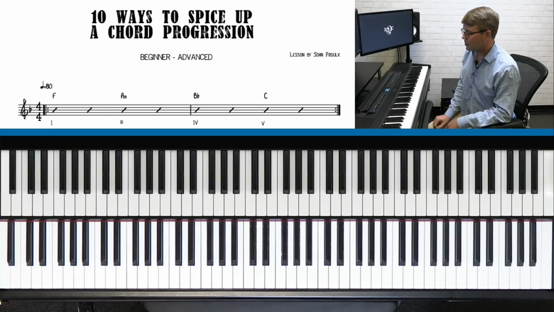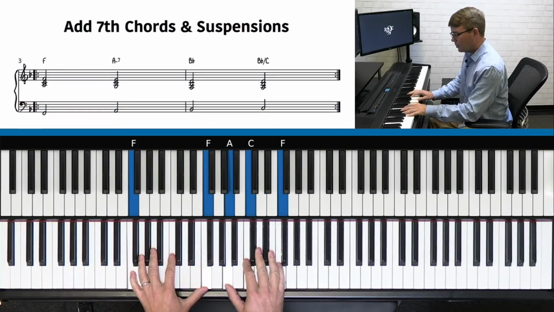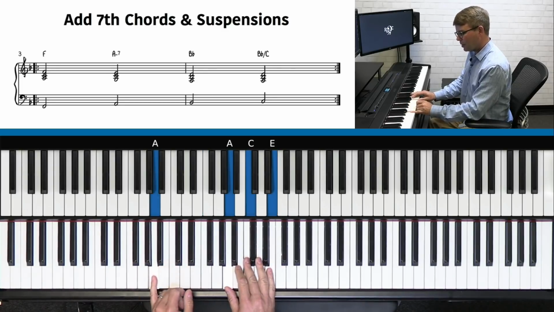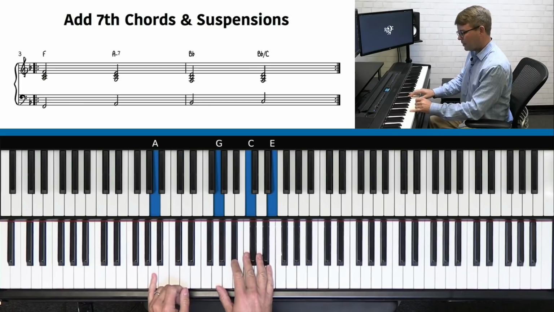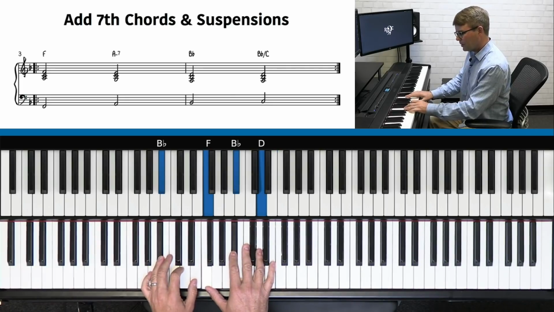So we're going to go on now and talk about how to add some 7th chords and suspensions. We're going to start with the 1 chord. We're going to leave that one alone. But when we get to the 3 chord, rather than just doing a regular minor, we're going to add the 7th, which is the G. So we're adding the minor 7th. Then we get to the 4 chord. We're going to leave that alone.